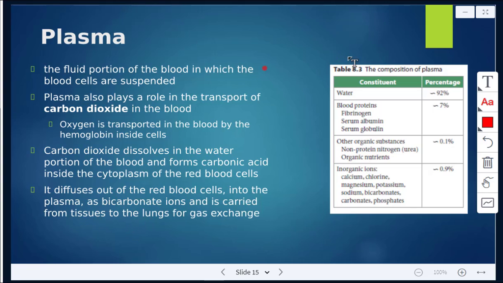All right, this is just showing the composition of plasma. About 92% of it is water, 7% are the blood proteins, 0.1% other organic substances, and then 0.9% are the inorganic ions such as calcium and so on.